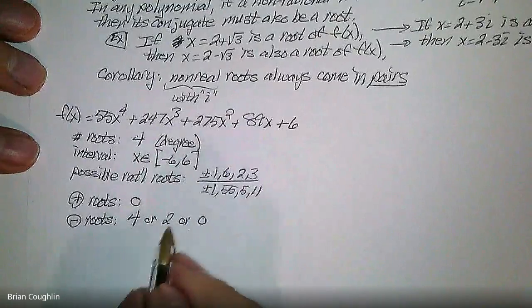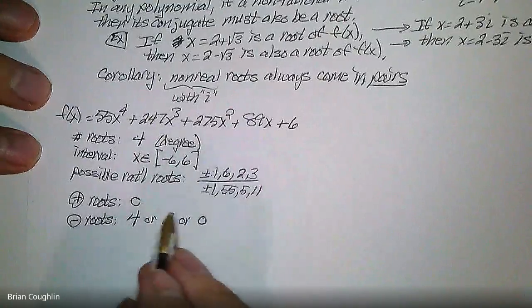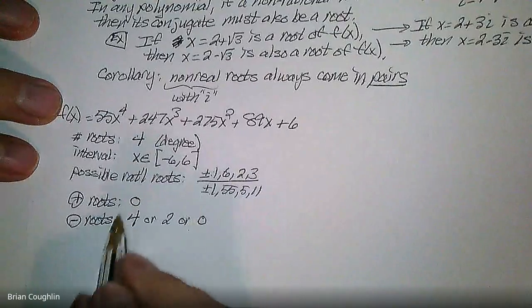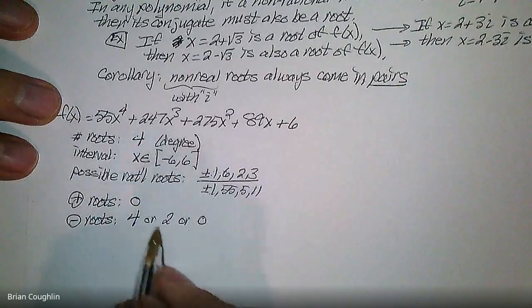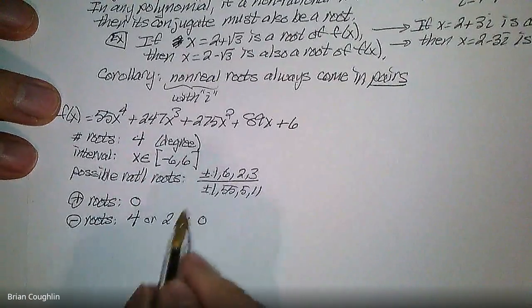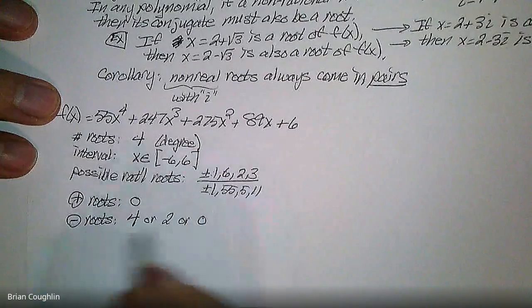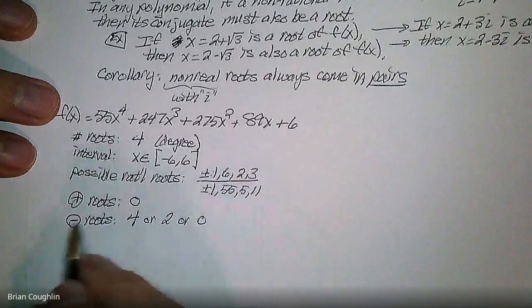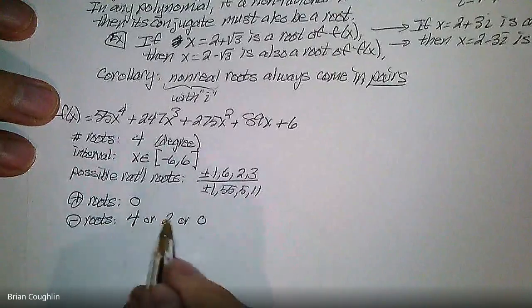Which are neither positive nor negative. If they're imaginary, they always go missing in pairs, which means it could be 4 real negative roots, or there could be 2 real negative roots, or there could be no negative real roots at all. They might all be fake. But there's no such thing as having a single imaginary root. So they always go missing in pairs.